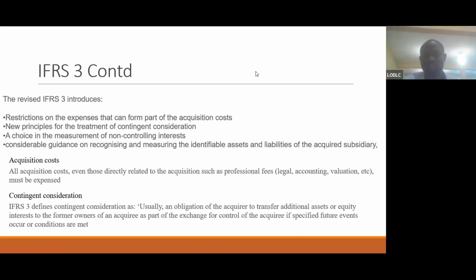IFRS 3 defines contingent consideration as an obligation of the acquirer to transfer additional assets or equity interest to the former owners of an acquiree as part of the exchange for control of the acquiree if specified future events occur or conditions are met. If all the conditions are met, automatically the obligation of the acquirer to transfer additional assets or equity to the former owners will be in existence. So that's exactly what we mean by the revised IFRS 3.